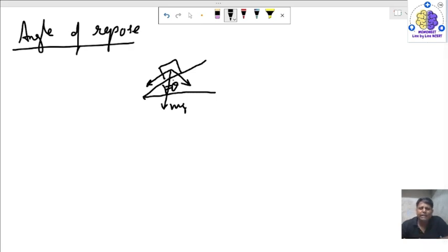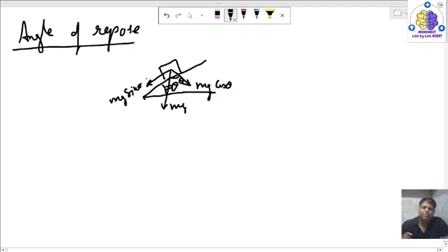If this angle is theta, this angle will also be equal to theta. So the component perpendicular to the surface will be mg cos theta, and the component along the inclined plane will be mg sin theta, right? Because of this mg sin theta, the block has a tendency to move forward, but it is not moving forward.